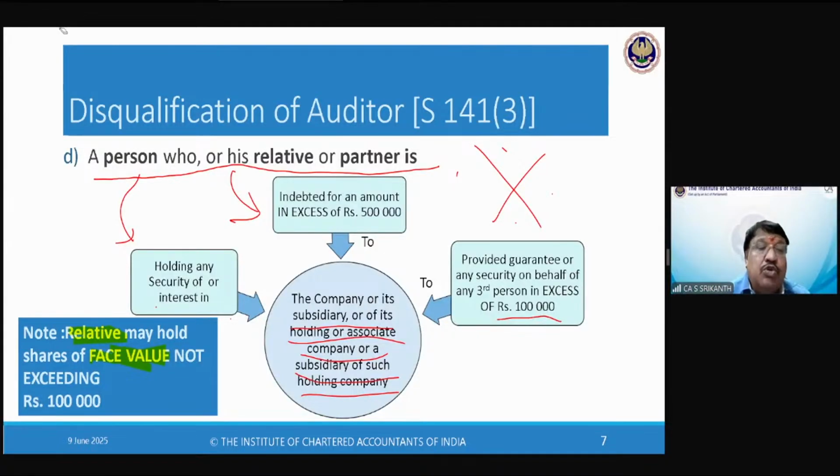IIA, Institute of Internal Auditors. Yeah, Indian Institute of Accountants. Oh, that is a different story. I don't want to call. This is not the forum for that. IAA is run by the Ministry of Corporate Affairs. It is a good idea. I think it's a wonderful idea. Let's leave it at that.